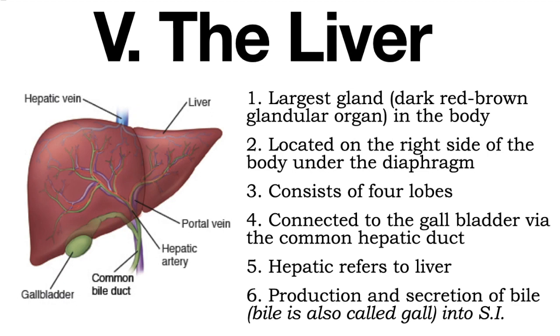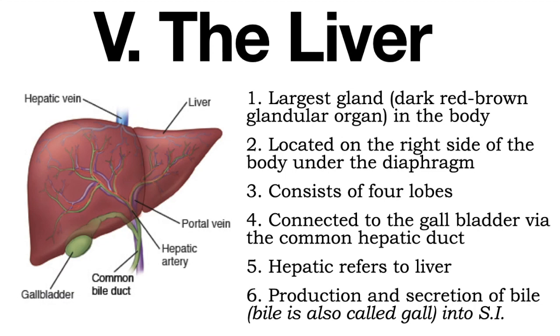And the liver is a dark brown gland, and it's going to be located on the right side of the body, right underneath the diaphragm, so below the lungs. The liver consists of 4 lobes, and the liver has a little groove or indentation at the bottom where the gall bladder is going to kind of sit in. We'll talk about that in a little bit. It's going to be connected to the gall bladder by the hepatic duct. Now, hepatic refers to the liver, and it's going to secrete the bile, also known as gall, into the small intestine through that bile duct.